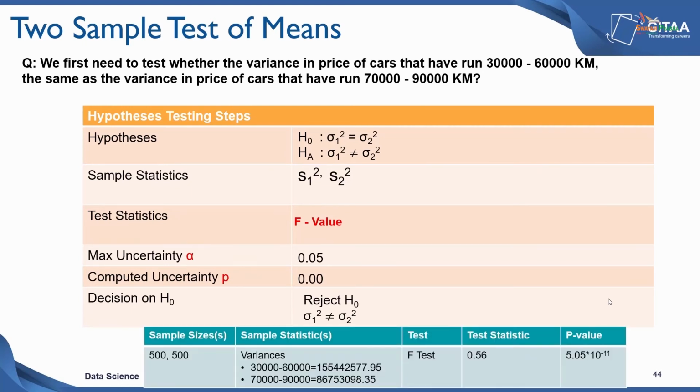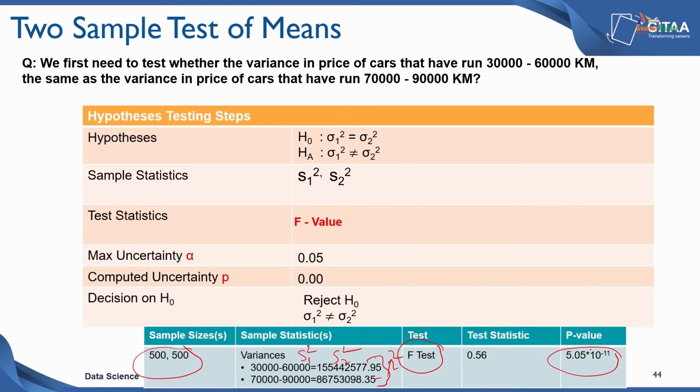Just summarizing it again, we used a sample size of 500 from each group, and we found the sample variances S1 square and S2 square to be these values. Now, these have units of dollar square, that is why they are very large numbers. We used the F test, and we got a very, very low p value, which is almost equal to 0.